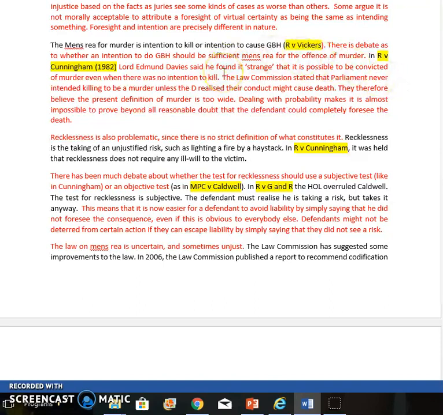And the Law Commission also seem to agree with this. They've said that Parliament never intended killing to be a murder unless the defendant realised that their conduct might cause death. And so our definition of murder is arguably too wide. And we've also got the difficulty, of course, that it's impossible to prove beyond all reasonable doubt that the defendant could completely foresee the death. So, big issues here with the mens rea of murder. And murder's arguably one of our most serious crimes. So surprising perhaps that we have all these problems around the mens rea.